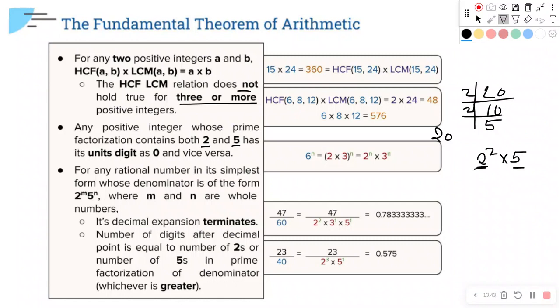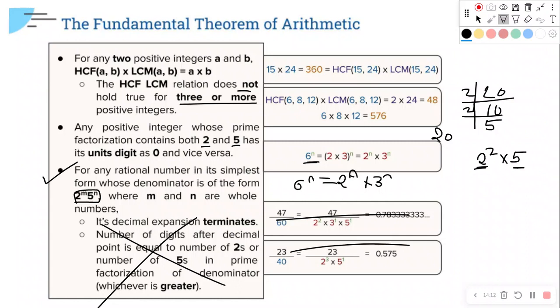Okay, so if you see 6 raised to n, 6 can be written as 2 into 3. That means 6 raised to n can also be written as 2 raised to n into 3 raised to n, correct, as per the laws. And for any rational number in simplest form, the denominator is of the form 2 raised to m and 5 raised to n, where m and n are whole numbers. And this terminating, non-terminating, this is not there in your syllabus, so no need to study. Let us do some exercise and example questions.